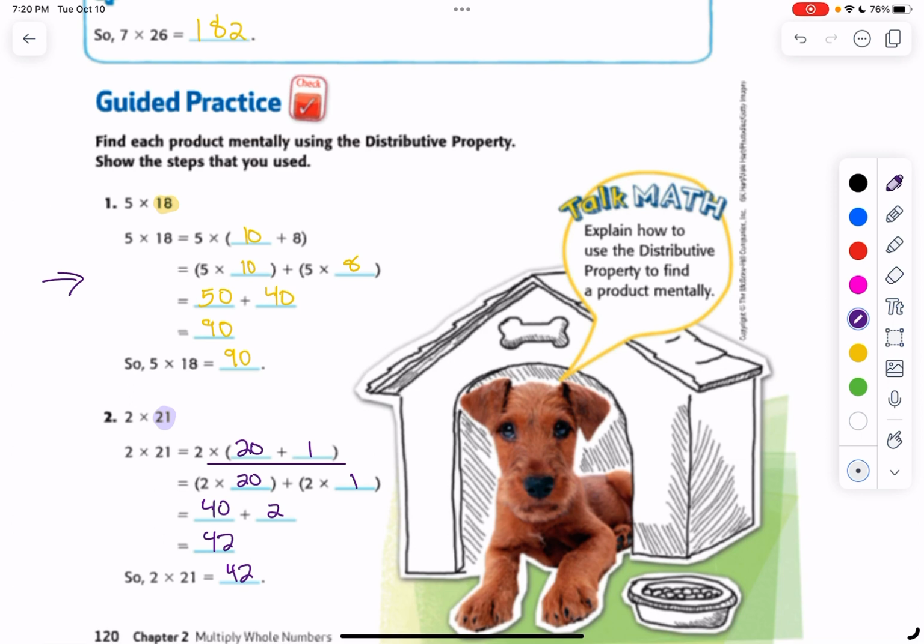All right? Oh, look at the cute little puppy dog. He says, how'd you do that? How did you do that?